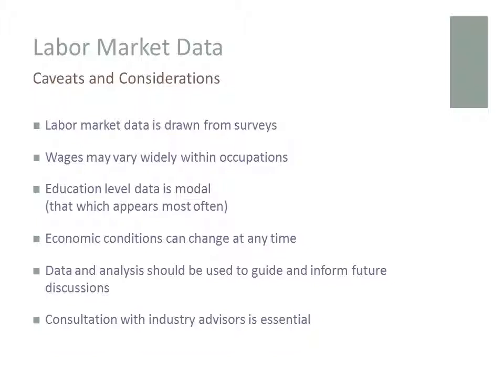For each occupation, an education level is indicated. So for this particular occupation or that particular occupation, it may say associate degree. But there may be people in that occupation who don't hold an AA, and there may be people in that occupation who hold a bachelor's degree or higher. In fact, in the current economy, there are many people holding jobs for which 10 years ago they would have been grossly overqualified.